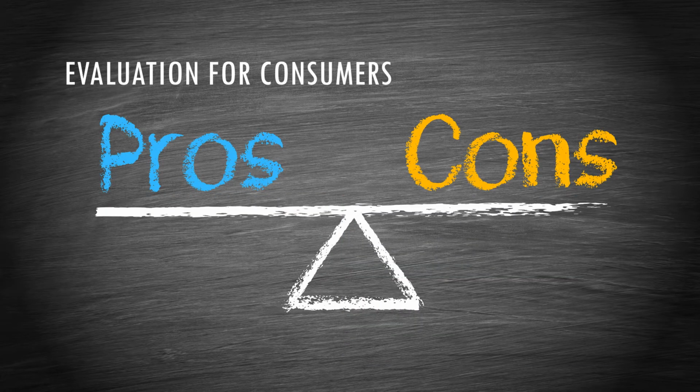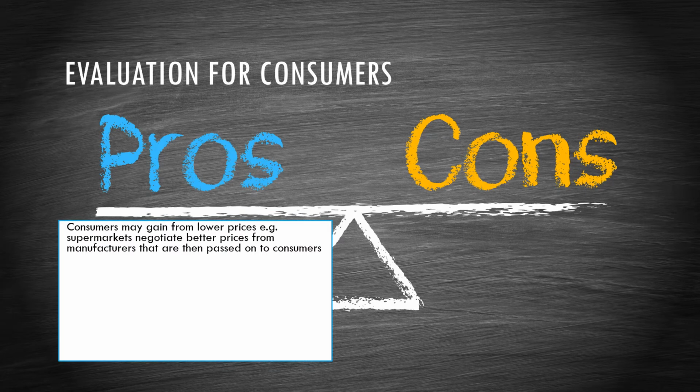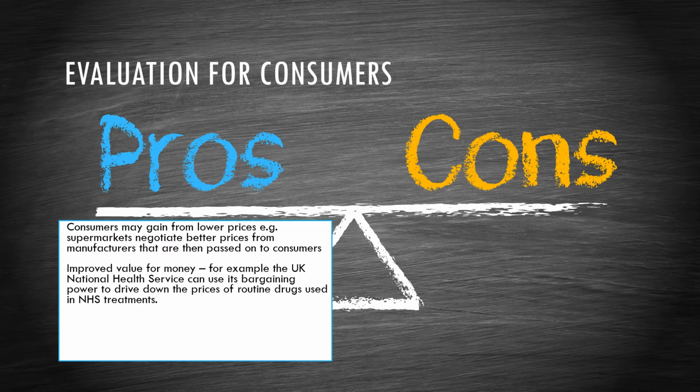Now let's look at consumers. Consumers may gain from lower prices, for example, lower prices for the final product, for example milk, because the supermarkets can negotiate better prices if the supermarkets are the only purchaser of milk from the farmers. Maybe I can get better value for money. So for example, if the government are the only people buying medicines, they can get good prices for those drugs, and this will drive down the cost to the taxpayer.